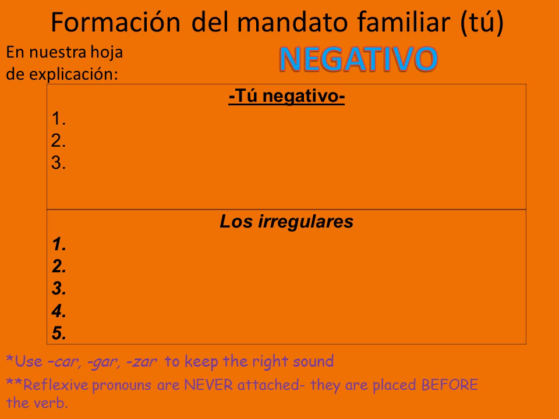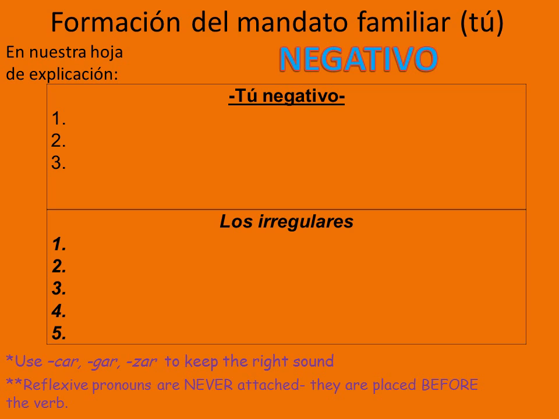So, once again, back to our grid that we have with all of the different commands, and we're going to be focusing today on the column that says El mandato familiar tú, pero negativo. So we're focusing on the negative tú commands, telling our friends not to do things. This one has 3 steps as far as how to conjugate the negative tú commands.